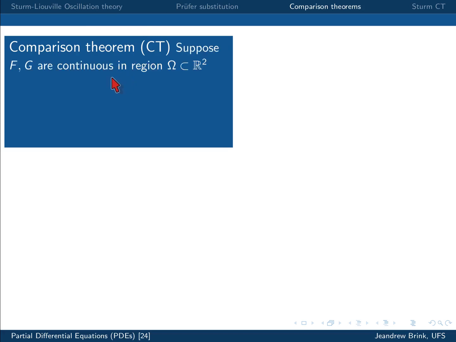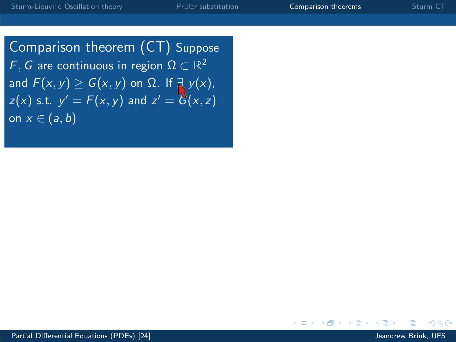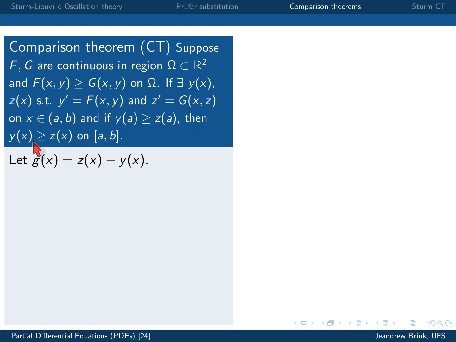So to see what this is, let us suppose f and g are continuous in a subregion of R2, and that f of x and y is always greater than or equal to g of x and y on the same region. Then if there exist functions y of x and z of x whose derivatives are defined by the fields specified by f and g respectively, on x in (a, b), and furthermore, if the initial condition of y at the boundary a is greater than the initial condition of z at a, then it guarantees that y of x is greater than z of x in the whole domain.